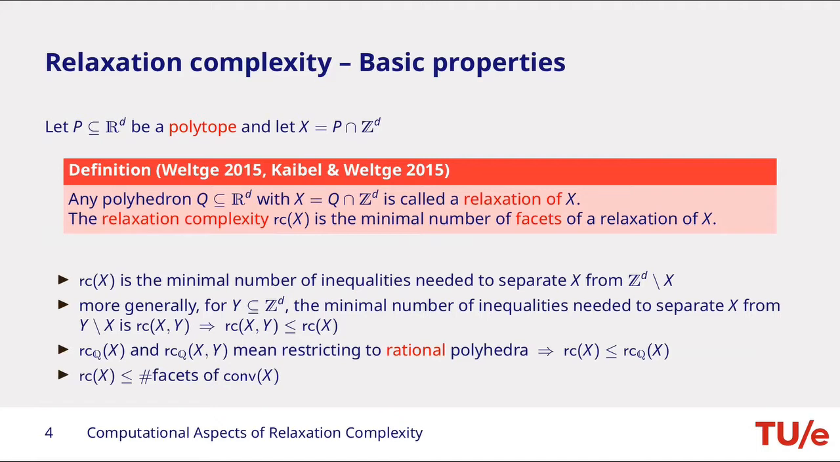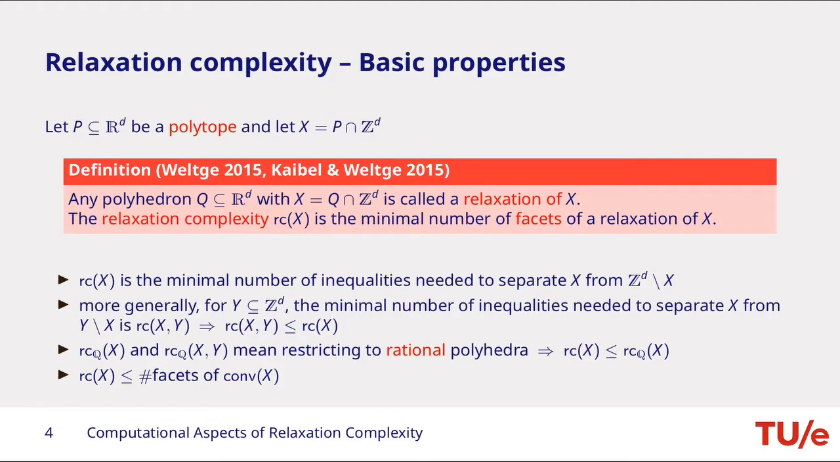But maybe this is a very strict requirement, and throughout this talk we will also consider the situation where we only want to separate our set of points X from some set of infeasible points Y. And then we denote the minimum number of inequalities needed to separate X from the integer points that are contained in Y but not in X by RC of X, Y. And this relaxation complexity of X with respect to this set Y is then, of course, a lower bound on the relaxation complexity of X because it's less restrictive.